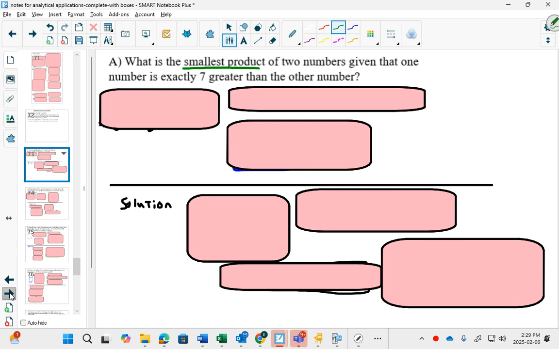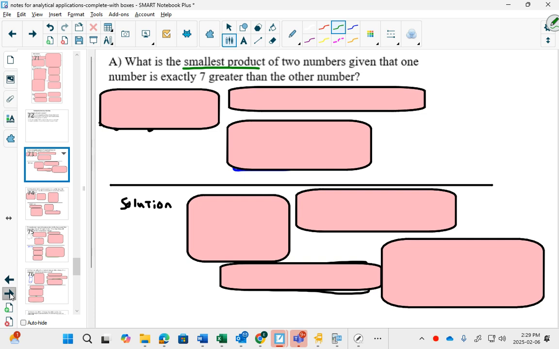So it could be 1 and 8. 1 times 8 would be 8. Is that the smallest possible? Oh, I could use 0 and 7. Then my product is 0. That's even smaller. What would make it the smallest possible? And this is actually one where, I think, if you guessed and checked, you'd probably find the right answer pretty quickly.